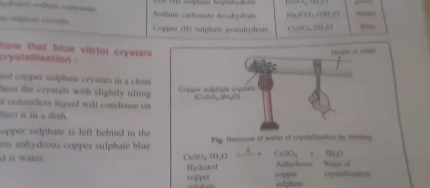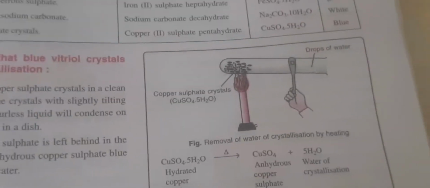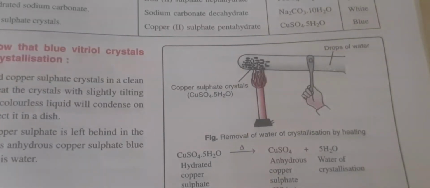There is one activity to prove that copper sulfate with 5 water molecules is blue in color, and this blue color is due to water, as it contains water of crystallization. Take this hydrated copper sulfate in a test tube and start heating it. When we start heating it, it starts losing the water. We can see droplets of water there, and the blue color will change into white. Water is lost. So that means water of crystallization can be removed by heating the hydrated salts.